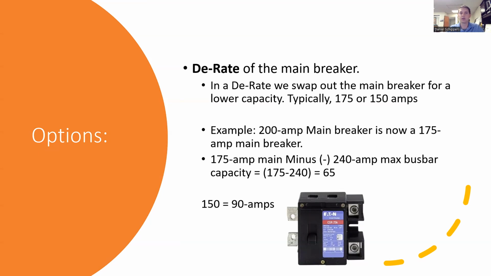If we were to derate down to 150 amps, we can accommodate 90 amps, which is very good for microinverter applications or just larger systems in general.